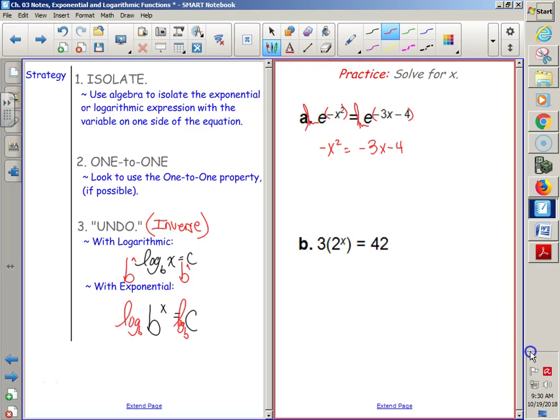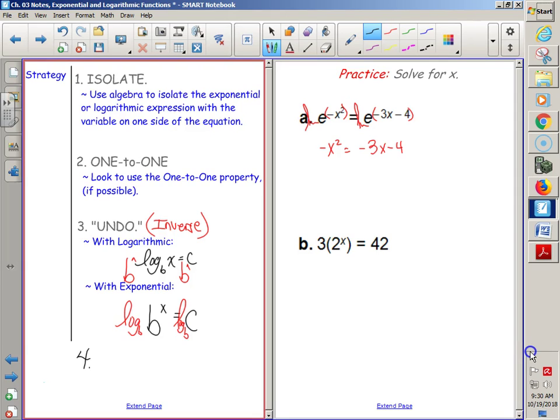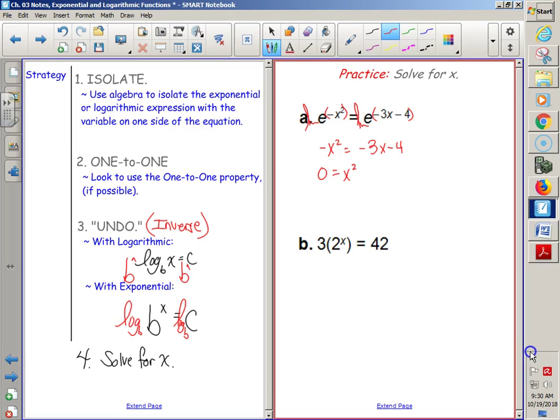Now what? Do you think maybe there should be a step 4? Did we undo? Yeah, we undid. Did we use the one-to-one? Sure, we used the one-to-one, but are we done? Nope. What's the final direction? Solve for x. Aw, stink. It's a quadratic. How do we solve quadratics? Factor. Don't we have to get everything to one side? So couldn't I say 0 equals x squared minus 3x minus 4?